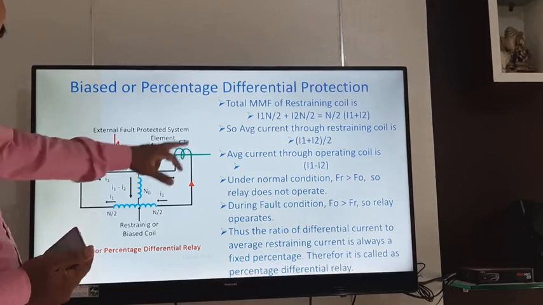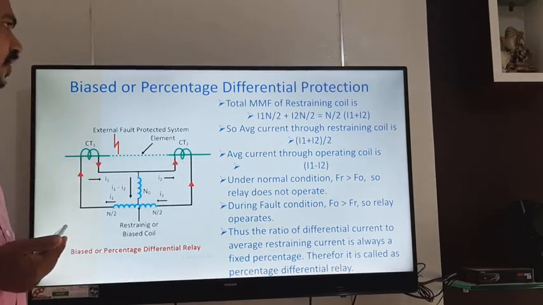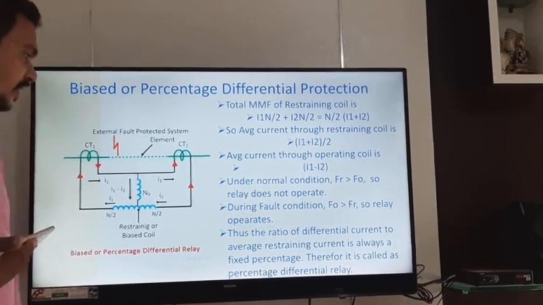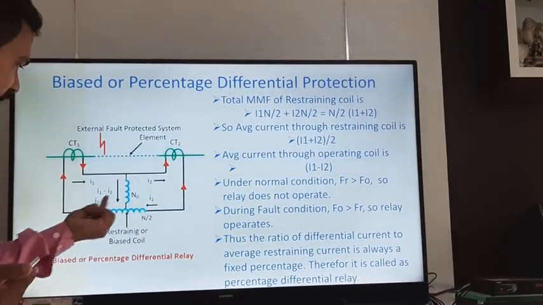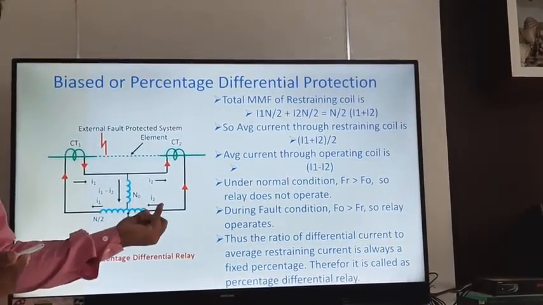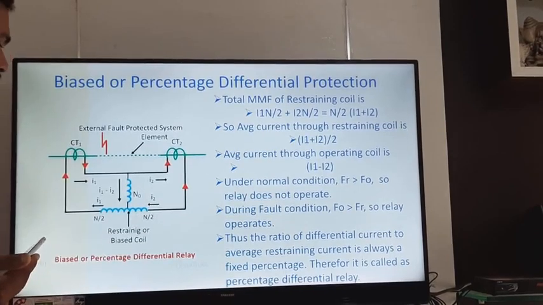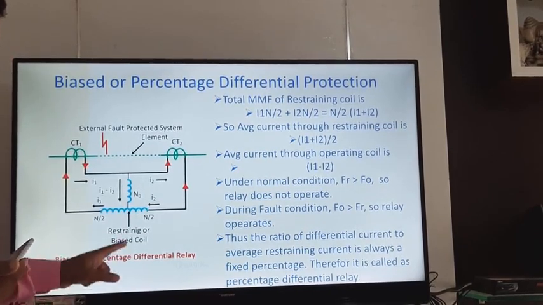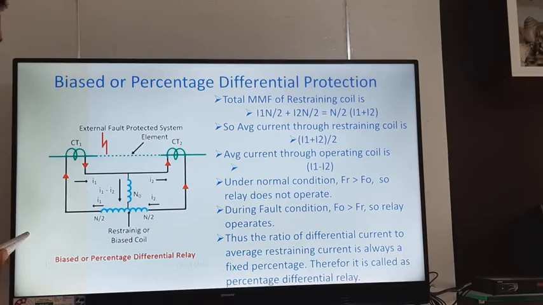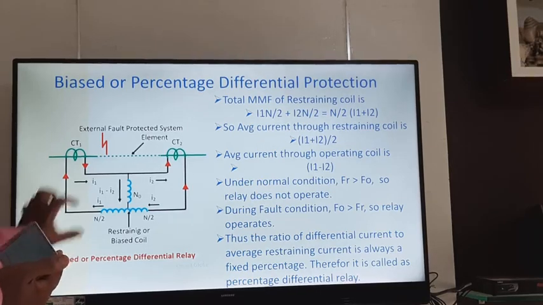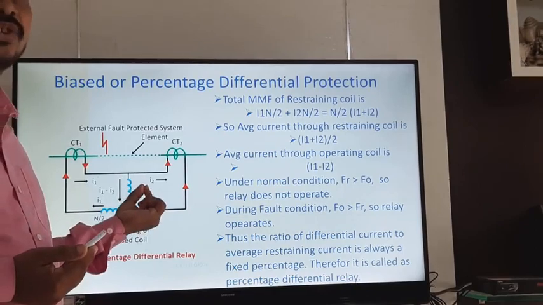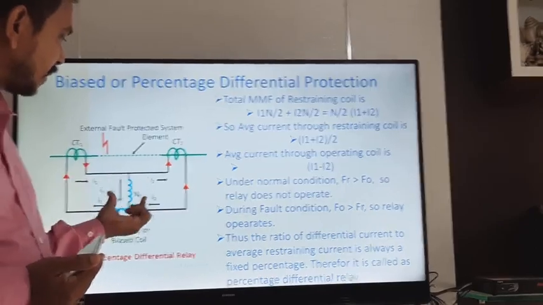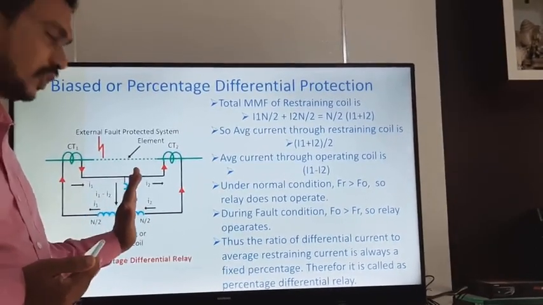Okay, so this is the basic circuit of the percentage differential relay or biased differential relay. This is the normal operating coil of the relay. This is the one extra coil that is connected in the biased percentage differential relay protection. This coil is known as the restraining coil or biased coil. This operating coil is connected at the midpoint of the restraining coil.